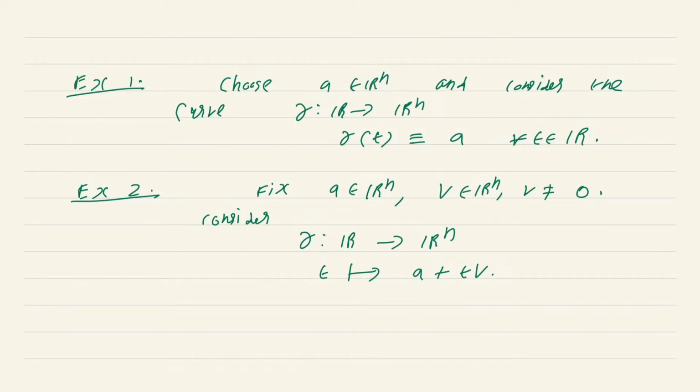Now we can obtain the same trace as the straight line passing through a in the direction v by considering the new curve gamma 1 from R to R^n given by t going to a plus t cubed v. As you can easily check, this has the exact same trace. Both traces coincide with the straight line passing through the point a in the direction v. Not only that, both curves are simple and C infinity smooth. So here is a concrete example of curves that have the same trace but are nevertheless quite different.